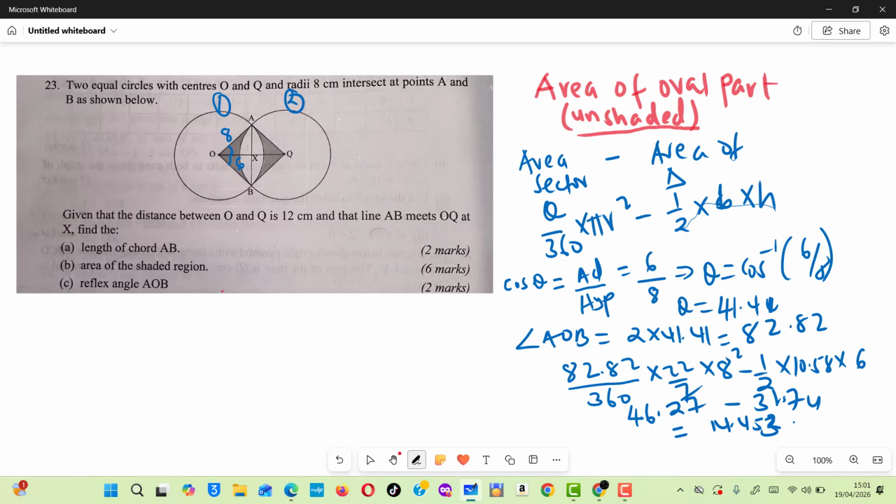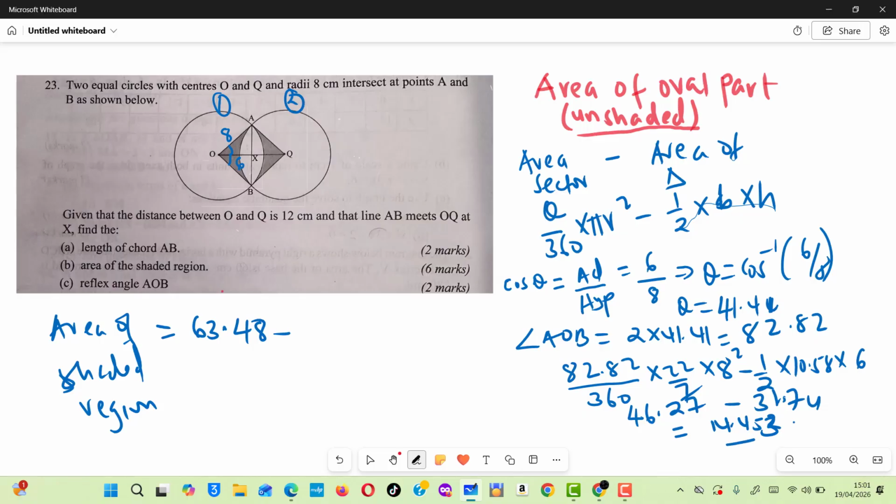But our question was about the area of the shaded region, and if you remember very well, when I started calculating the area of the shaded region, I said it is the area of the entire quadrilateral AOBQ minus the area of the oval part. So if anyone remembers, the area of the shaded region is the same as the area of the quadrilateral. In this case, we got 63.48 minus the area of the oval part.